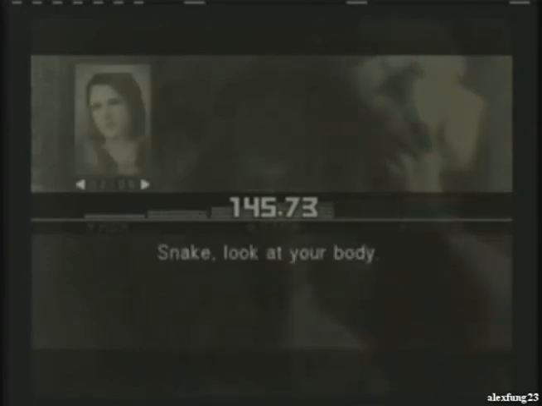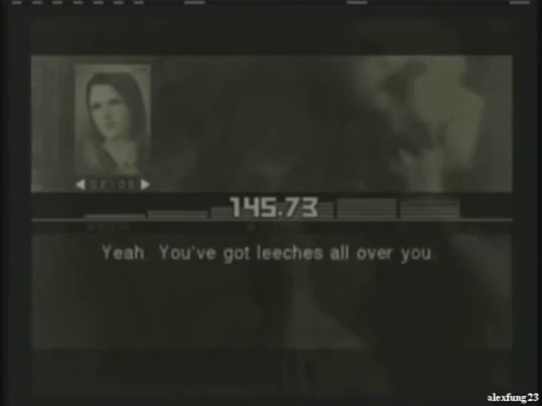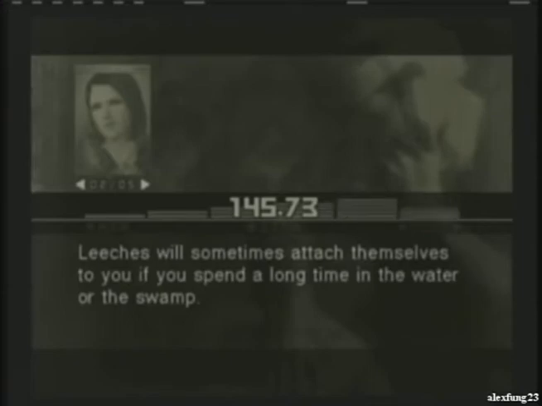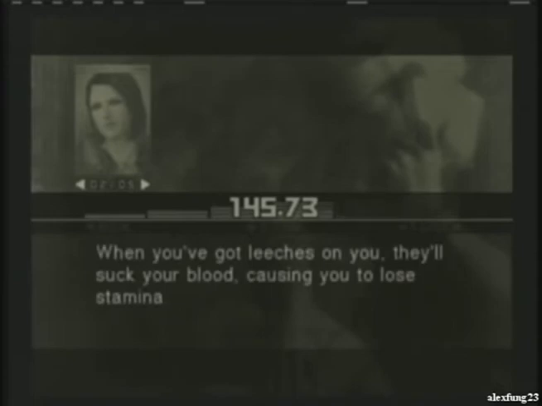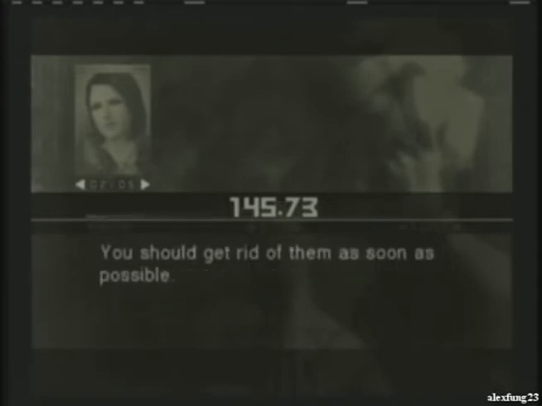Snake, look at your body. Yep, looking good. Not there. Then where? See the leeches? Leeches? Yeah, you've got leeches all over you. Leeches will sometimes attach themselves to you if you spend a long time in the water or the swamp. When you've got leeches on you, they'll suck your blood, causing you to lose stamina. You should get rid of them as soon as possible.